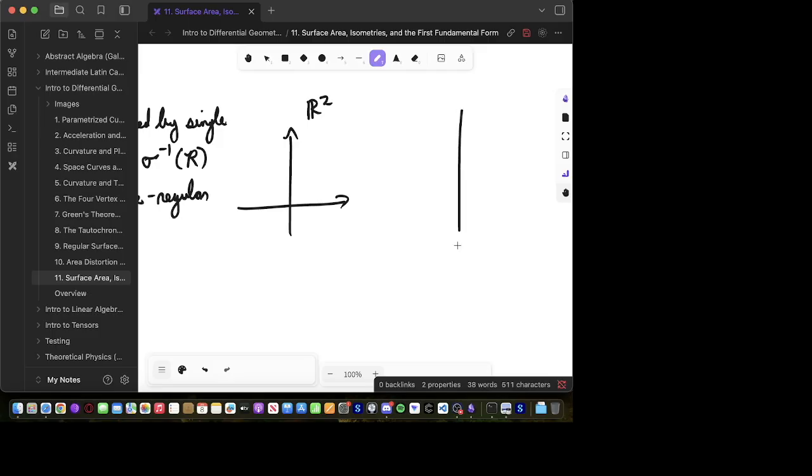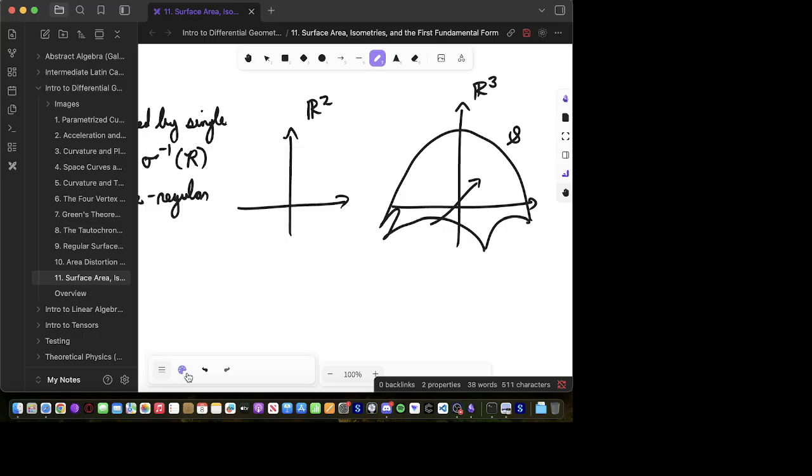So let's say we have R2, and then maybe we have a surface kind of like that, which we'll call S. Maybe we have an open set U, and it is mapped by sigma to maybe this part of the surface.